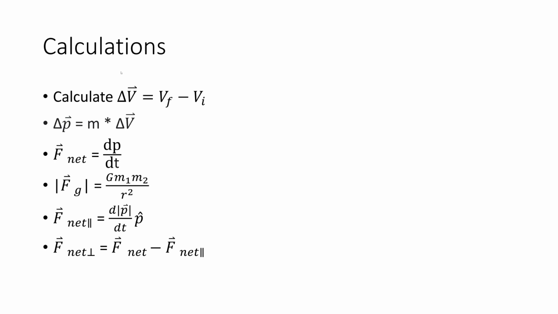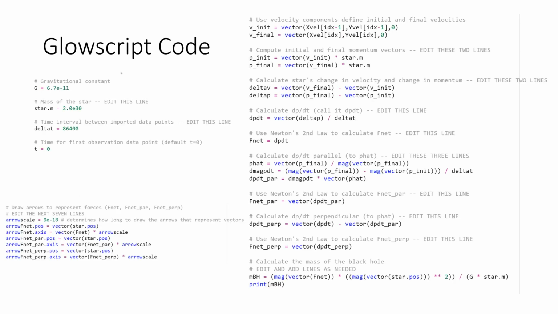Given the star's velocities, I calculated delta V between two consecutive points. I then multiplied that by the star's mass to find its change in momentum. The rate of this change has the same value as the net force on the star. In the scenario, the only force present was the gravitational force, so Fg equals Fnet. I made that substitution in the next equation and solved for the mass of the black hole, which is represented by either m1 or m2. I could also calculate the parallel and perpendicular components of the force using the following equations.